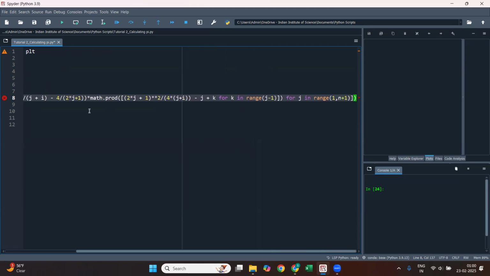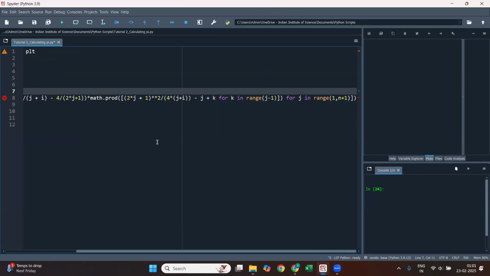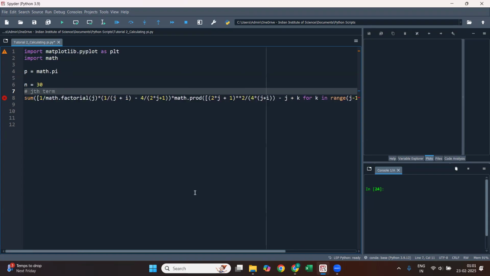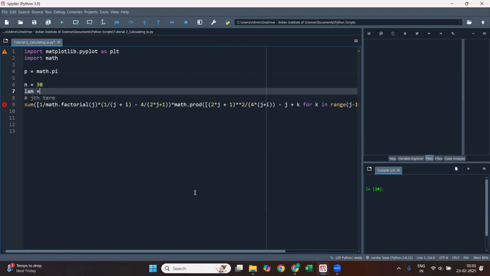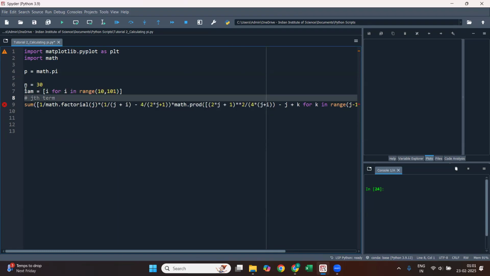And we've got this one line summation over here, rather than doing a lot of complex coding. We've just written it down in one line. That is why it is called a list comprehension. Now we have to take lambdas from 10 to 100. So let's say lamb, we are making a list again, is equal to i for i in range 10 to 100. So 10, 101. That gives me a list of lambda.